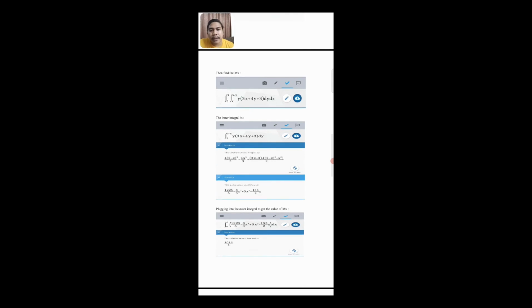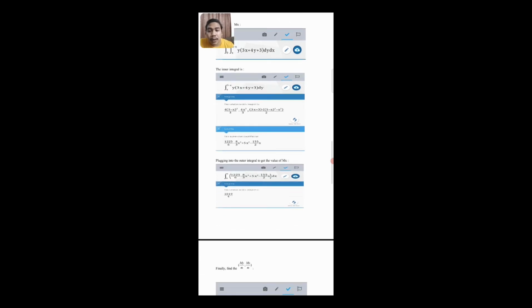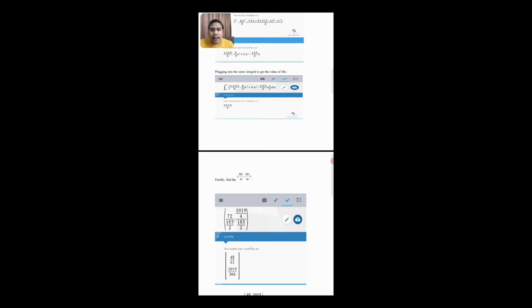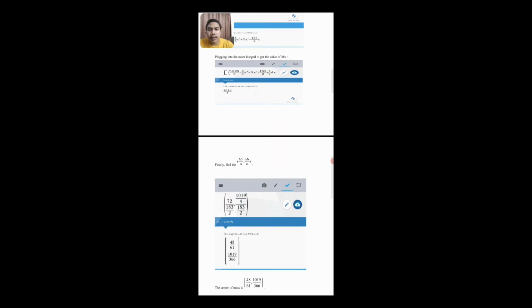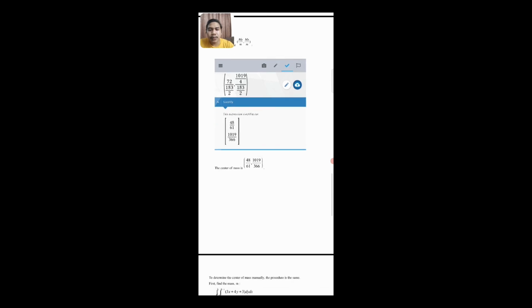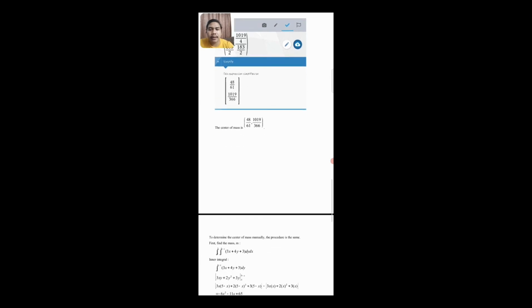Then we have to find Mx. For Mx, we put y in front of the function. After we settle the inner integral, we get 1225 divided by 6 minus 8 divided by 3 x cubed plus 5x squared minus 155 divided by 2 x. We plug it into the outer integral and we get the value 1019 over 4. After we find My and Mx, we calculate the center of mass, where the formula is My over M and Mx over M. We plug the values into the formula and get 48 over 61 for My over M, and for Mx over M it is 1019 divided by 366.